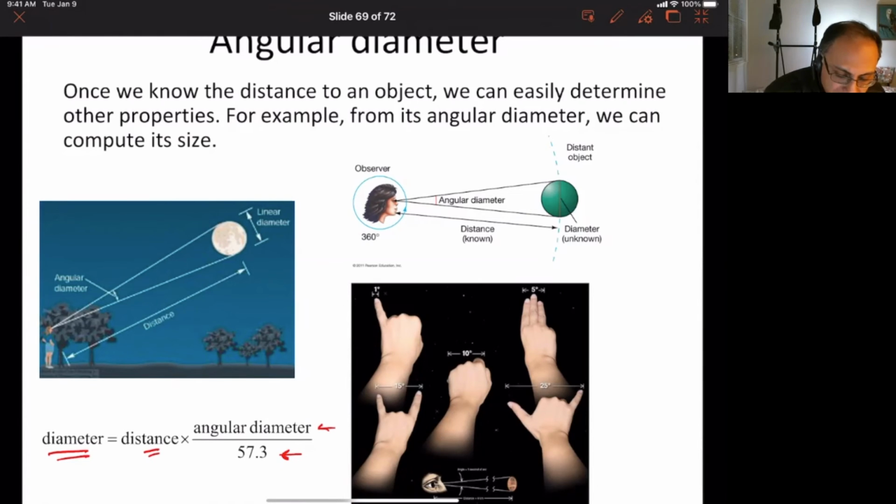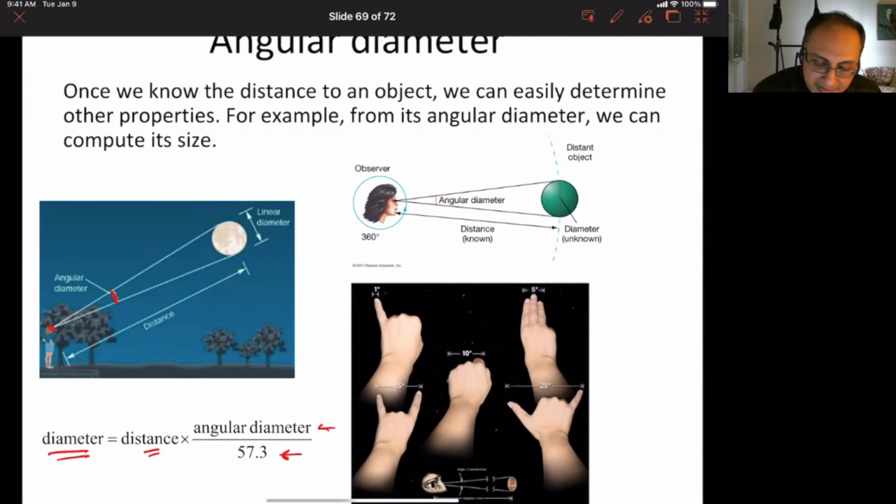Just to reiterate, here's a much nicer diagram than the one that I drew. You can see what the angular diameter is. Here is the observer. There are the two imaginary lines which go from the observer to the two ends of the object. And you have the angle between those two lines. That's called the angular diameter. And you can see the distance to that object, right? So the distance and the angular diameter are the two pieces of information that you need. And if you plug them into this formula, you'll get the actual diameter of the object.